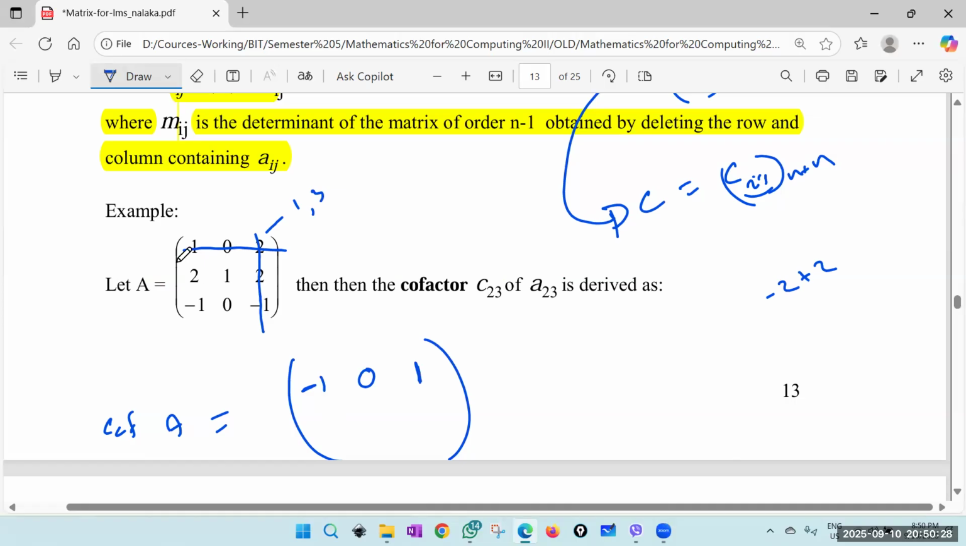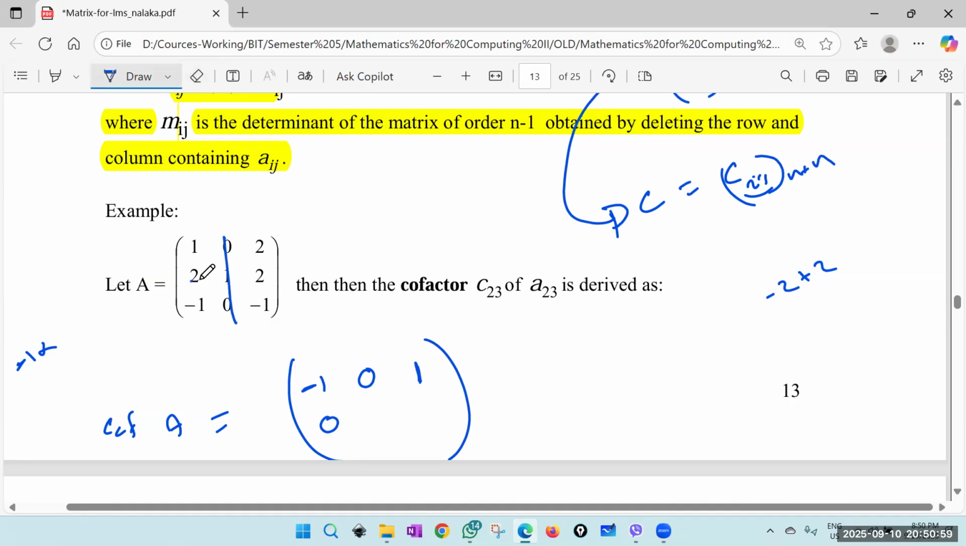So this is 2, 1. 2, 1 means 3. 3 is negative. Then you need to hide this negative and find the determinant. 0 into minus 1 is 0. 2 into 0 is 0. 0 minus 0 is 0. So therefore, this is 0. Right? Now you can do it quickly.